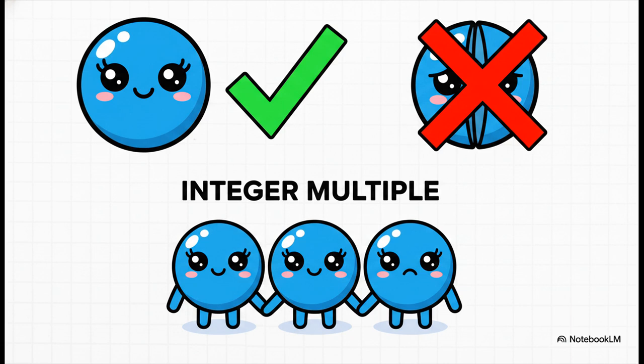And that concept is perfectly summarized by this essential exam formula right here. Q equals plus or minus n times e. So Q is total charge, e is the electron's charge, and n must always be an integer.